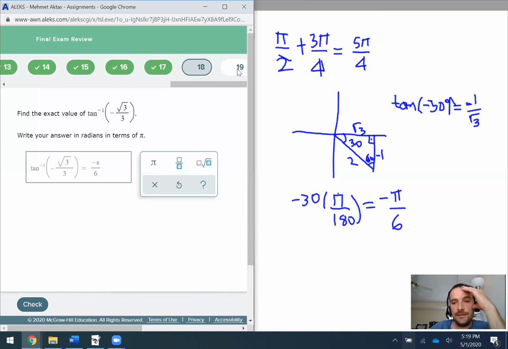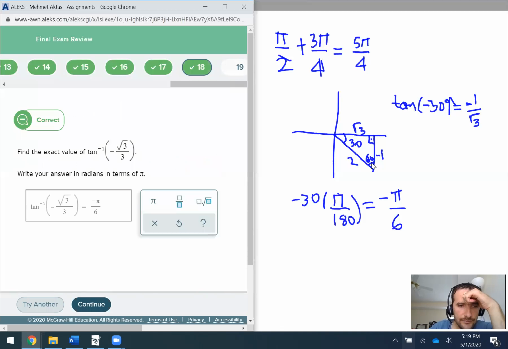It is slow again. Yes, correct. Okay, let's go to the next example.